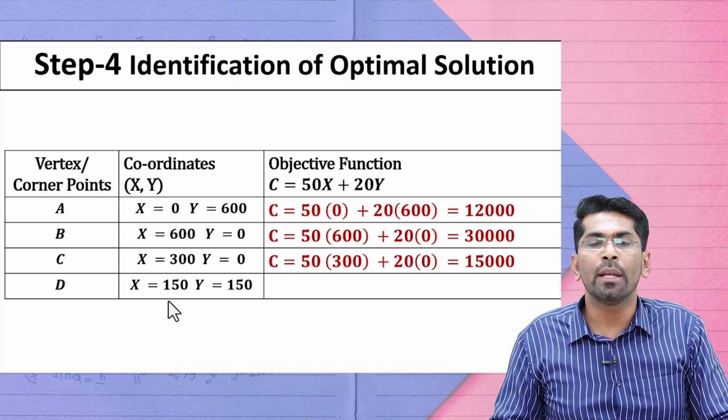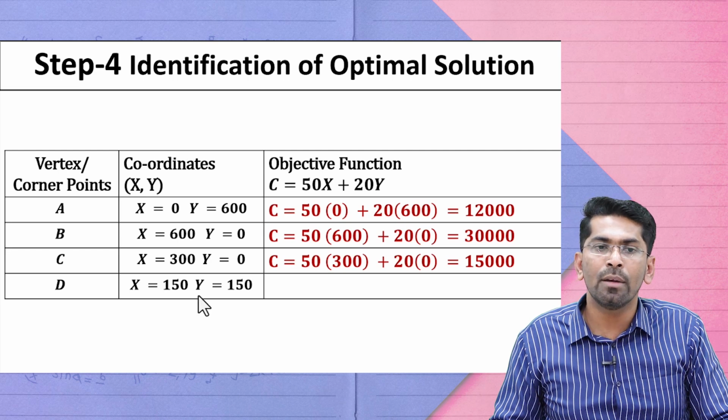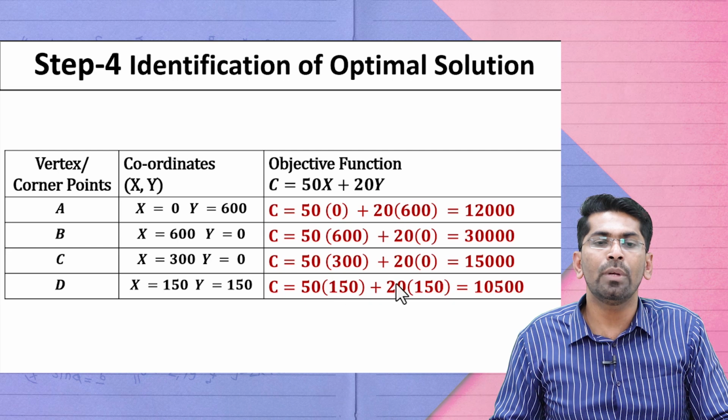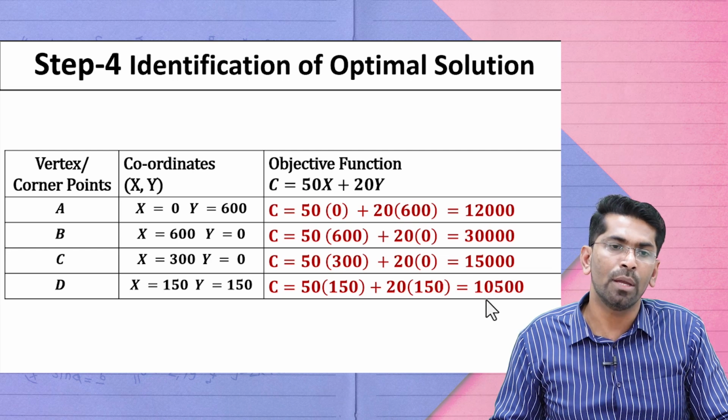Similarly, we have the last point, that is point D. At this particular point, the value of x is equal to 150 and the value of y is equal to 150. We are going to substitute these values in the objective function, then it will become c is equal to 50 into 150 plus 20 into 150, which is equal to 10,500. It is 10,500 here.